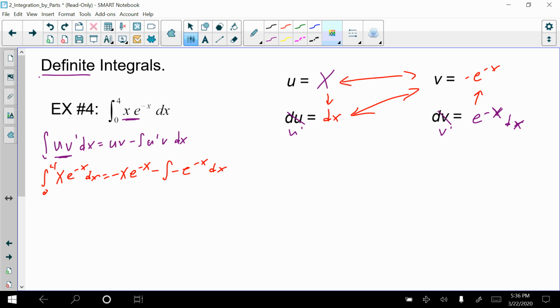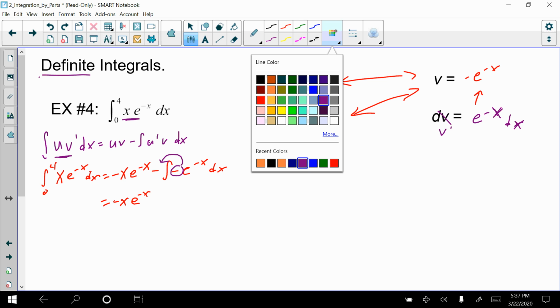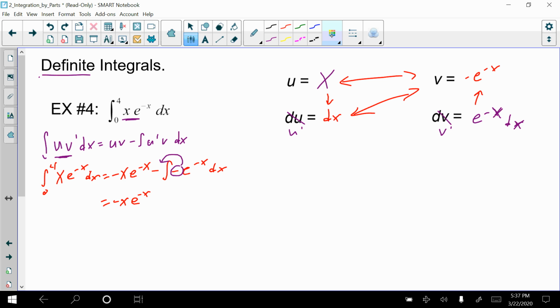And now let's see what we can simplify. In the problem itself, we don't really need to keep writing the u times v part. There's really nothing that's going to simplify there because these are not like terms. But on the integral, I do have this negative 1 that I could pull out as a constant. And so that would give me negative times negative, which makes it a positive. And then we have the integral of e to the negative x dx.